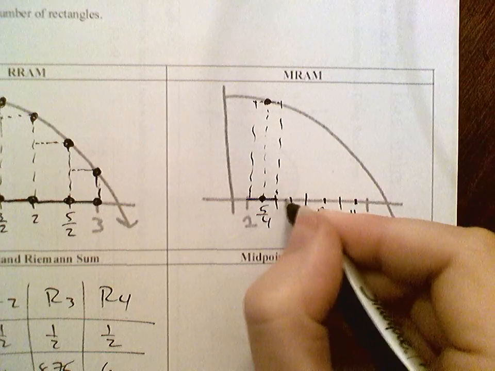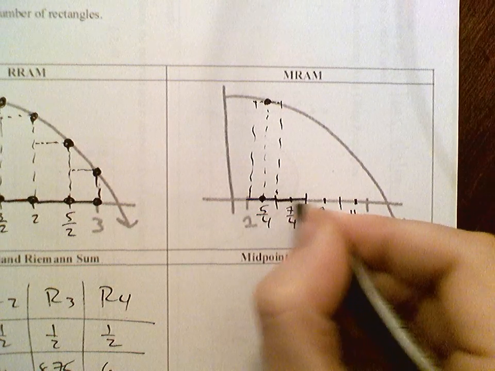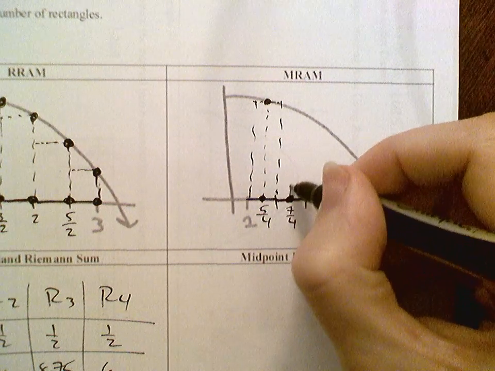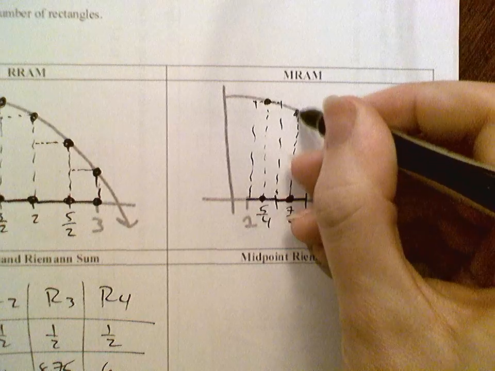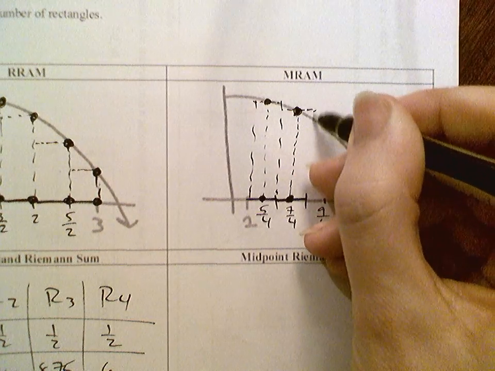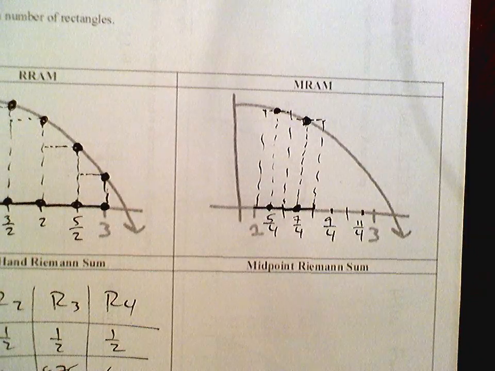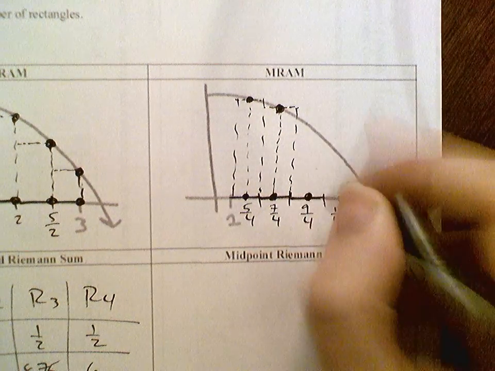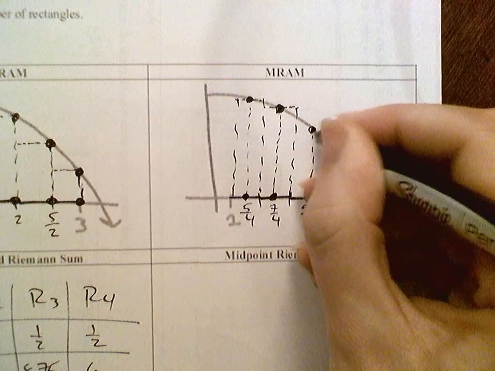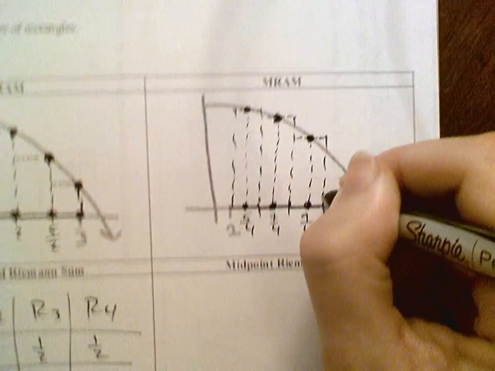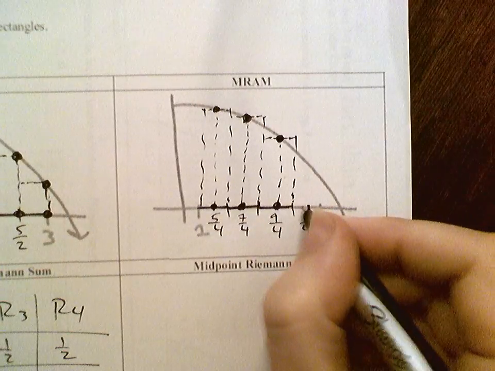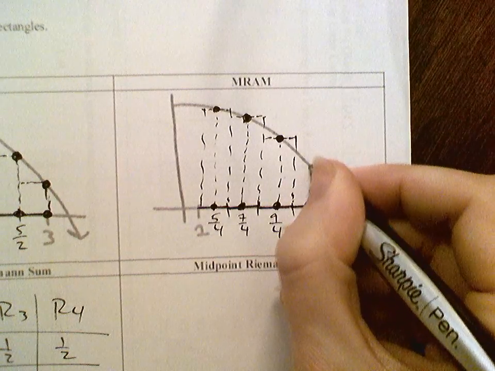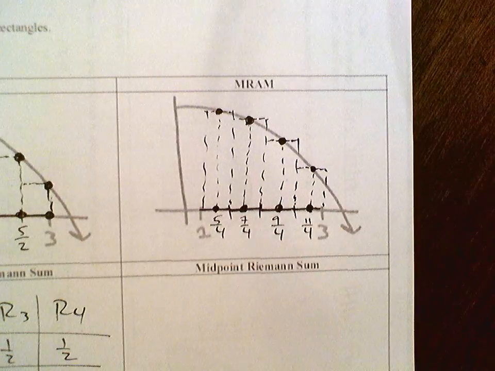So second rectangle, there's its base. It's that whole second subinterval. Go to the middle, up to the graph. Okay. Third rectangle, go to the middle, up to the graph. Oops, sorry, I'm shaking the camera. Fourth one, go to the middle, up to the graph.